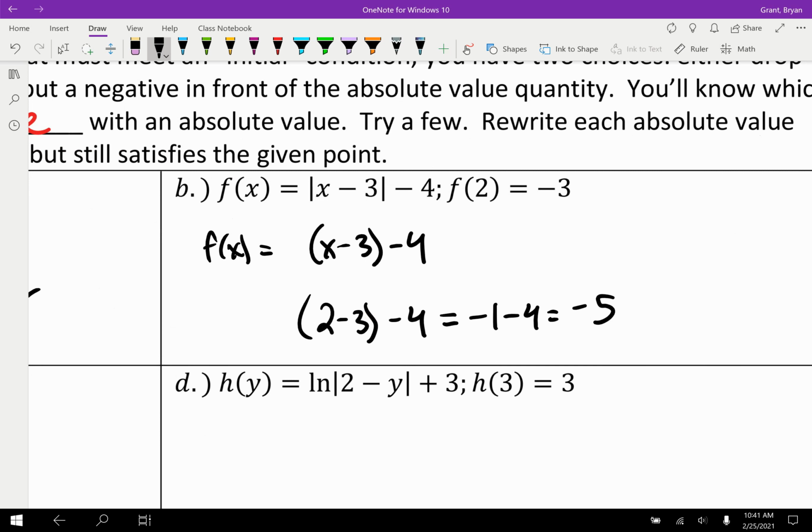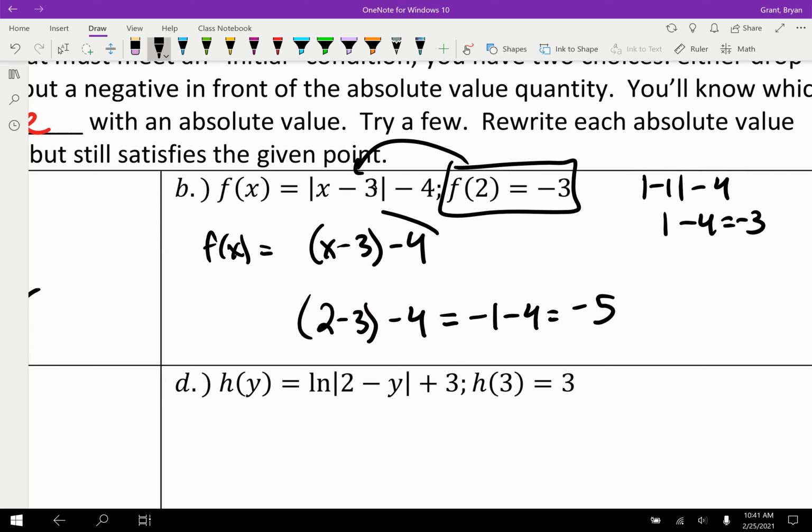Now there's two reasons why. Reason one is that it might not have worked in the original equation, so we should probably check that. 2 minus 3 is negative 1. The absolute value of negative 1 is 1. 1 minus 4 is negative 3. So this initial condition is on the full absolute value graph. So what does that mean? Well, it means I picked the wrong branch of absolute value for my linear function.